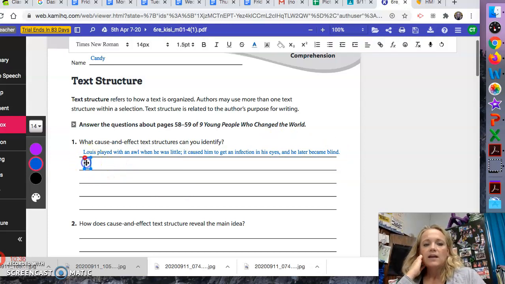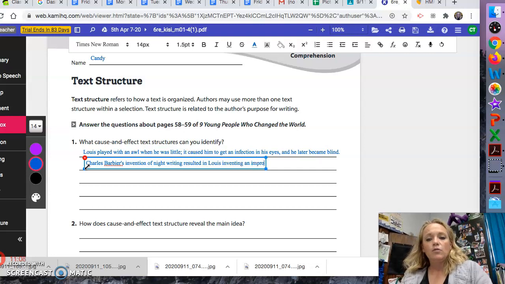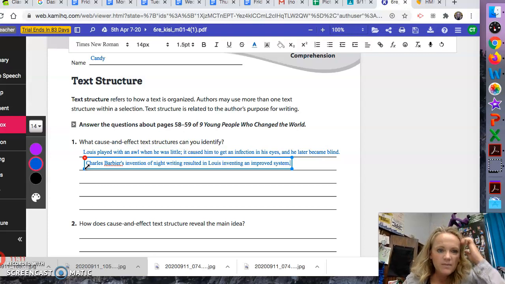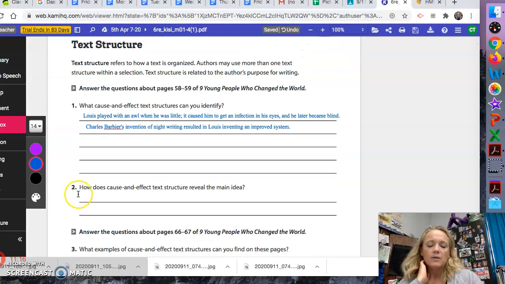You can have another one of these that says Charles Barbier's invention of night writing resulted in Louis inventing an improved system. I think I spelled that right. So that's another cause-effect relationship that they talked about.